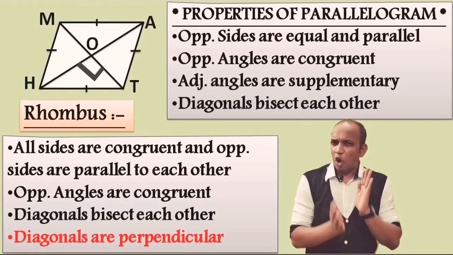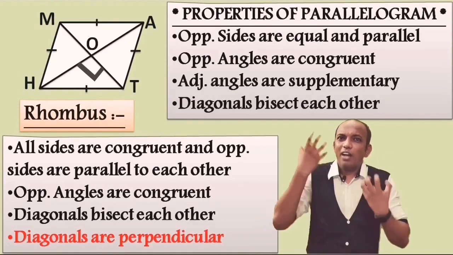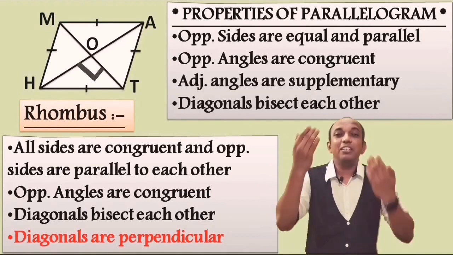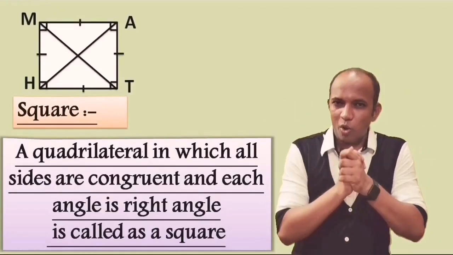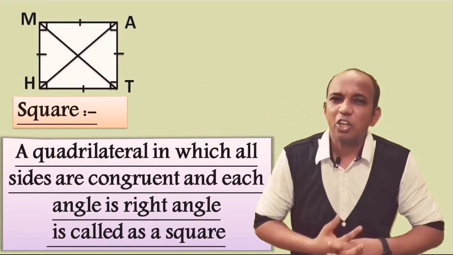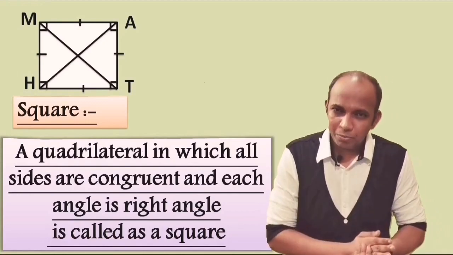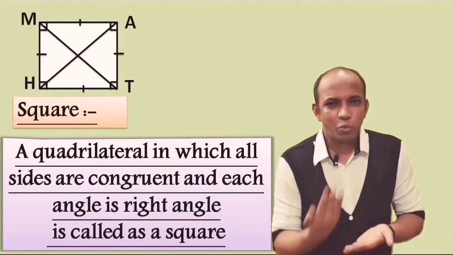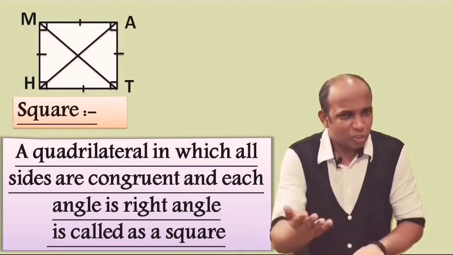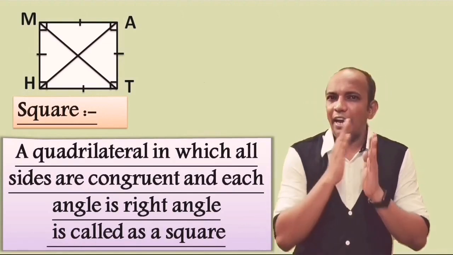And all these added properties of the rectangle and the rhombus are shown in the advanced parallelogram, which is nothing but the square. Boys and girls, the diagram that you're looking at on the screen is the square, and that is square MATH. The definition of the square says that if in a quadrilateral each side is equal and every angle is equal in measure, that is 90 degrees, it has to be 90 degrees, then that quadrilateral is called a square.